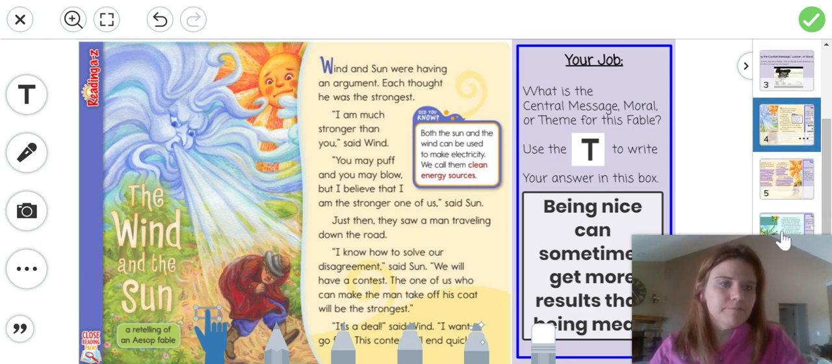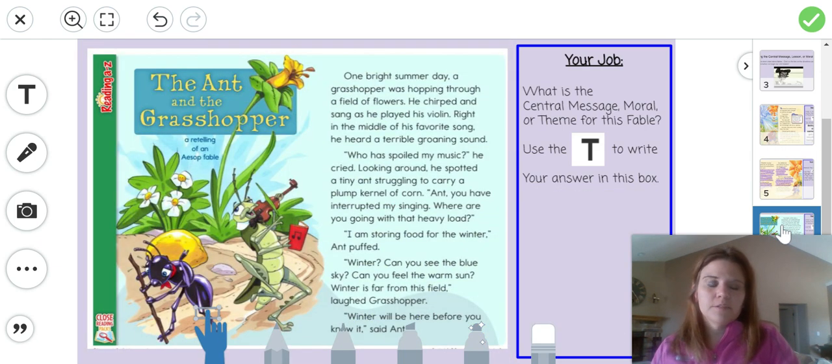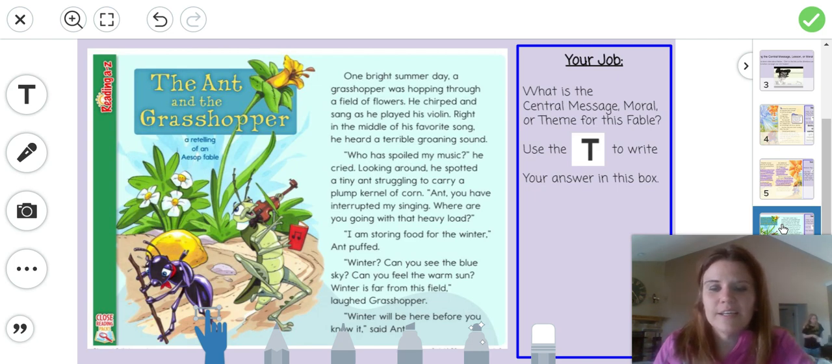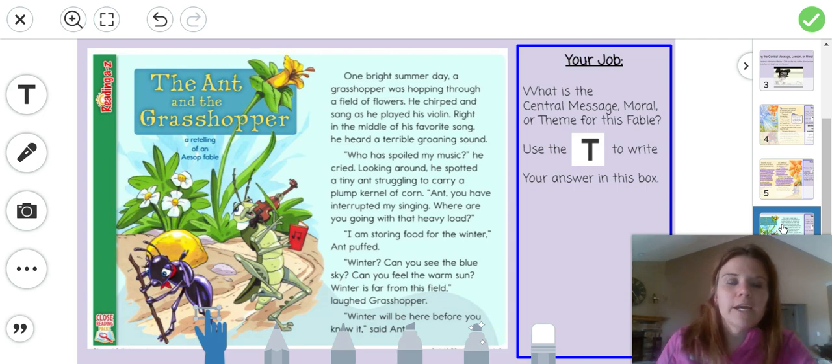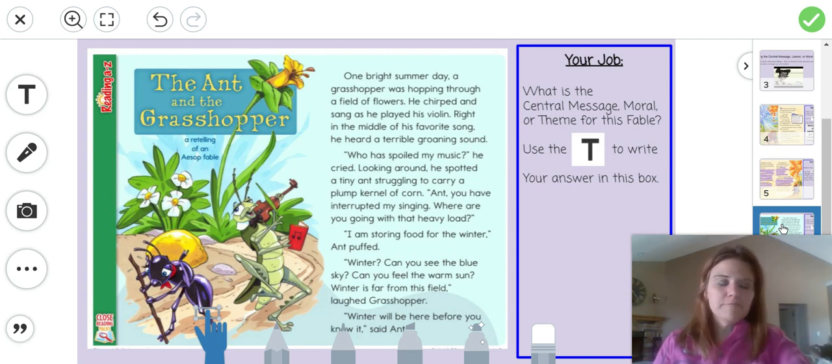Your job today is going to be to read another fable. It's called The Ant and the Grasshopper. And you are going to first read the story. It's 2 pages long. Write down what you think the moral of the story is. What does it teach you? And then reread it and use your highlighter to highlight places in the book that helped you make your decision about what the moral of the story was, or help support your moral. All right, good luck.